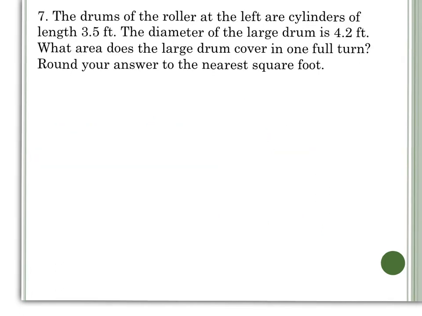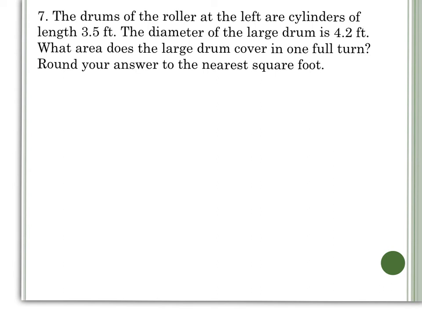All right, our last example in this section, number 7, says the drums of the roller at the left, well, guess we have no picture here, oh well, are cylinders of length 3.5 feet. The diameter of the large drum is 4.2 feet. What area does the large drum cover in one full turn? Round your answer to the nearest square foot. So we are looking to find the surface area of the drum to see what kind of area it covers. That would be the area of the whole cylinder.